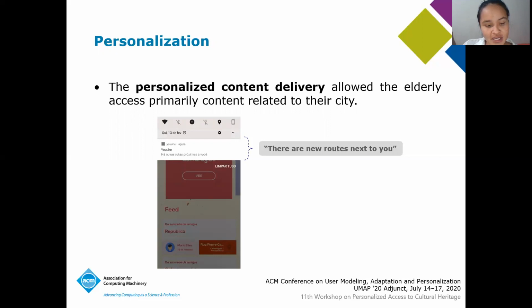The application shows several personalized routes and different cities. However, the personalized content delivery allowed the elderly to access primarily content related to their city. Besides, they were notified about personalized routes, as you can see in the image. So the initial interest definition permitted showing only places adapted to their participants' needs. And the personalization allowed the group members to remain focused on the areas close to their location, and consequently they could collaborate more effectively.